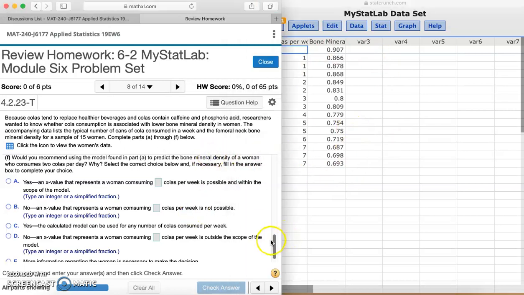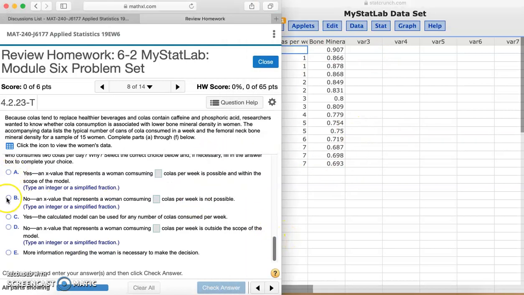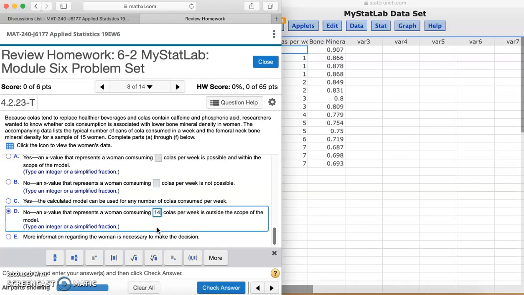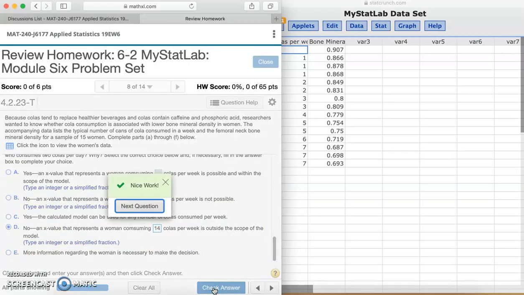So I'm going to go straight to these 2 options that say no. The first one says an X value that represents a woman consuming blank colas per week is not possible. Option D says no, an X value that represents a woman consuming blank colas per week is outside the scope of the model. That is what we are looking at. Again, this has 14 because it's 2 per day, 7 days a week. Let's check our answer. Nice work.